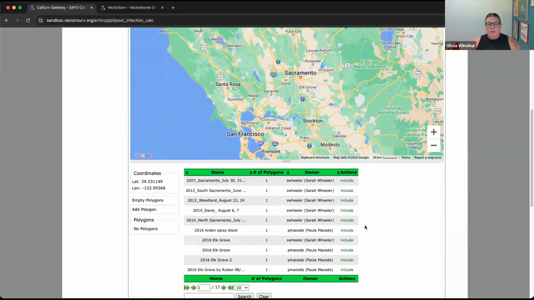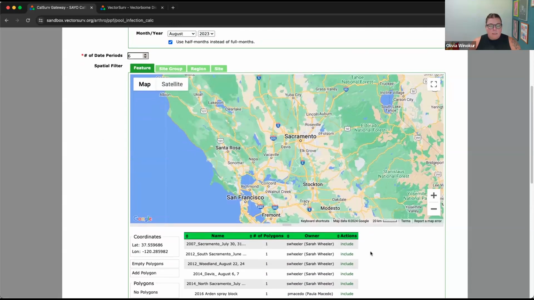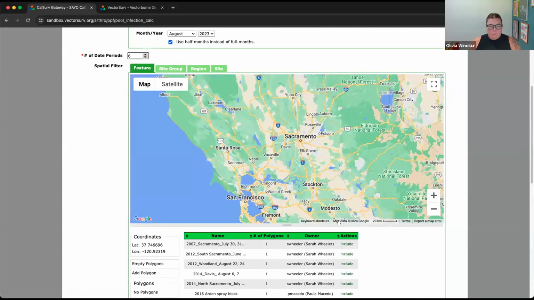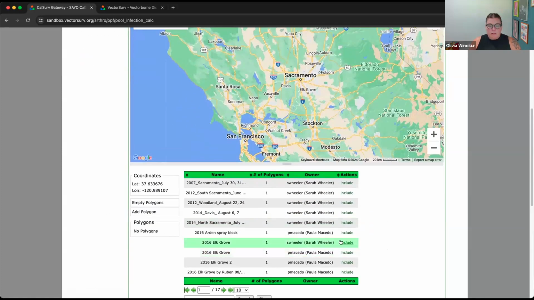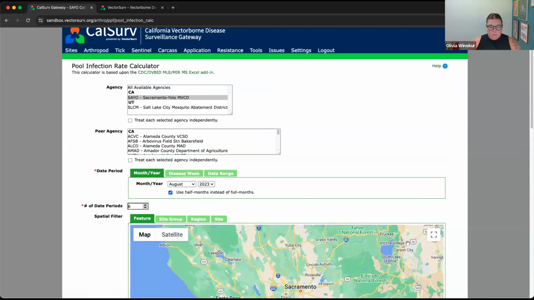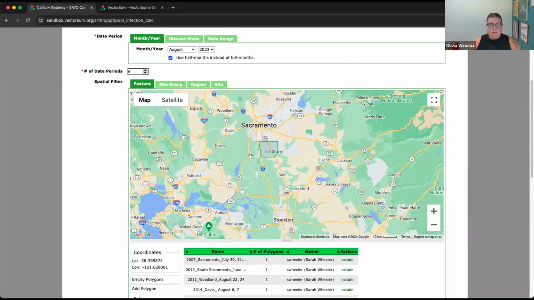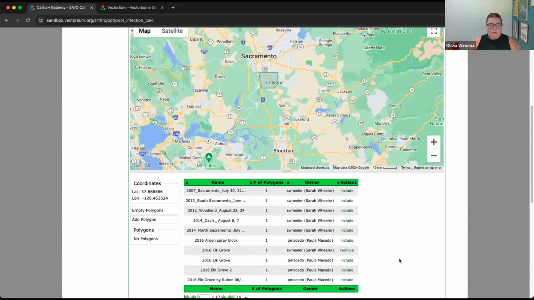I can choose my spatial features that I'm interested in here. I could also do this based on specific sites. So if I was interested specifically in what happened at one site in this date period, I could do that. I'm going to choose a spatial feature. We'll choose Elk Grove again. We'll just do one this time. So there's our Elk Grove spatial feature.